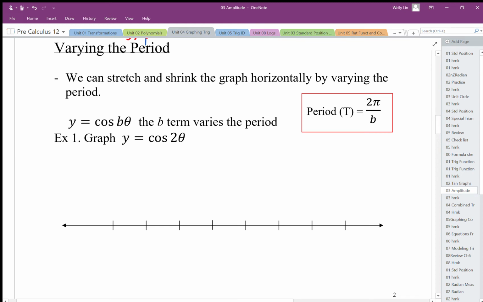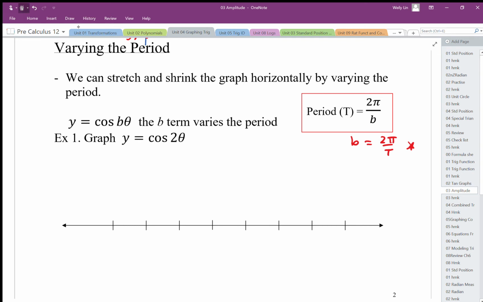Vice versa, if we actually look at this formula, we can switch the t and the b, and we can actually use the same formula to calculate the b value, the compression factor, based on the actual period. Okay, so this is very handy. So you should make note of that we can actually rearrange that, not only to calculate the period, but to also calculate the compression expansion factor.